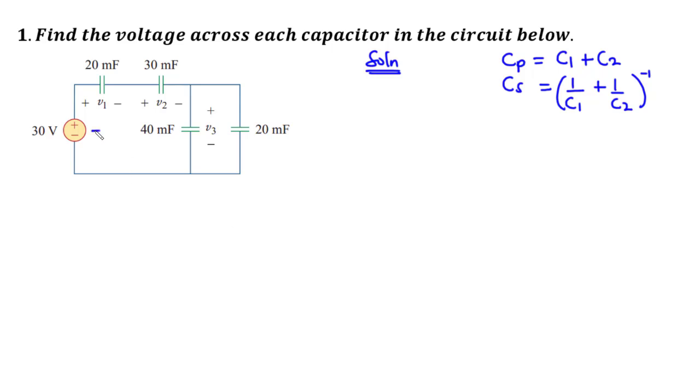Now, looking through this terminal, you realize that these 2 capacitors are connected in parallel. So we want to find the parallel combination, and for the parallel combination, let's call that CP. CP parallel means we want to add the 2 capacitors. So that's 40 plus 20, and this is 60. So that's 60 millifarads. That is the parallel combination of these 2 capacitors.